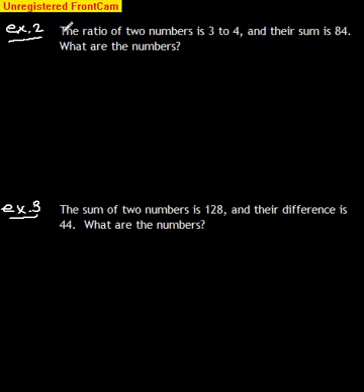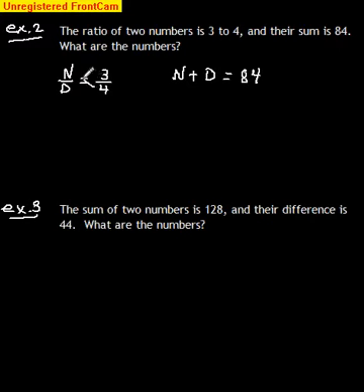So we need to pick variables. The ratio of two numbers is 3 to 4. So I'm just going to call them n and d. Numerator over denominator equals 3 to 4. That's our first equation. Our second equation says their sum is 84. So n plus d equals 84. Now you have two equations with two unknowns, so we can just use substitution.